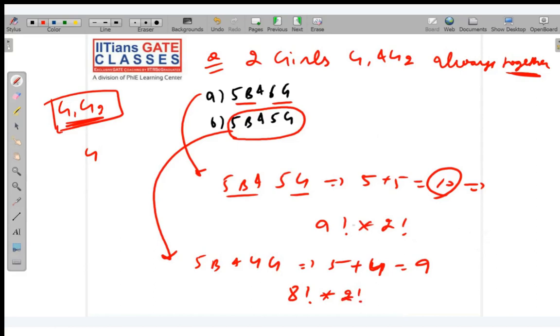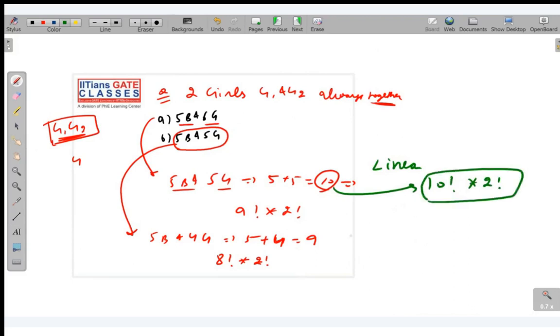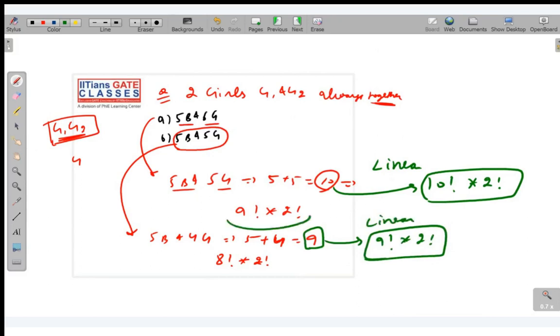Okay, and what if I want the answer in linear fashion? This was obviously circular. If we want linear fashion, then I think you have got it. Let me do it with green color, linear. So 10 objects, I will write 10 factorial ways, into 2 factorial. This is the answer for the linear. And for this, since we have got 9 objects, obviously 9 factorial ways to arrange them, into 2 factorial. That is the linear arrangement. And these are the circular arrangements.